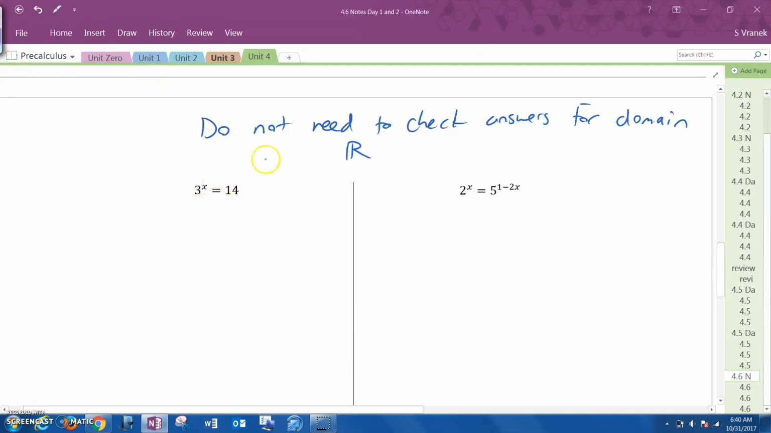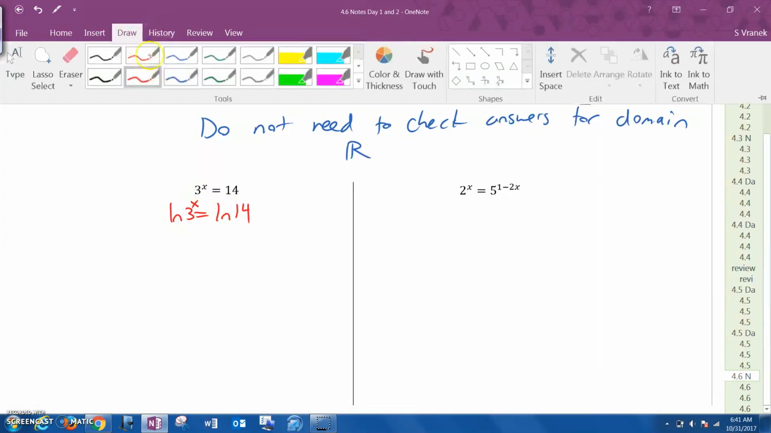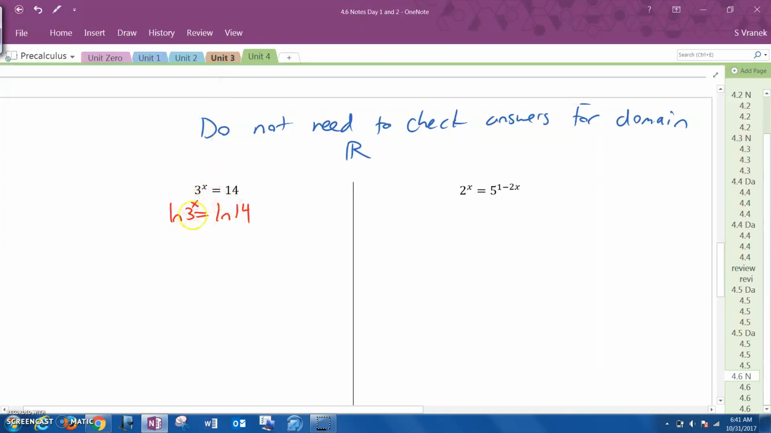I want to get this x down from up there, so I need logs, or natural logs. I like using natural logs because it's 2 letters. So I'm going to say, well, if this equals this, then the natural log of this equals the natural log of this. And the reason we can write that is because we were just doing the same thing to both sides. That's one of the properties.